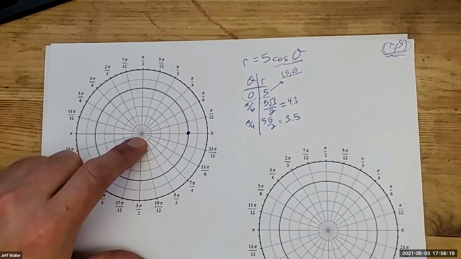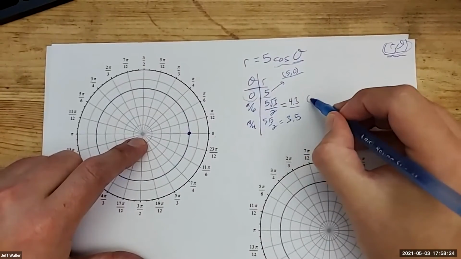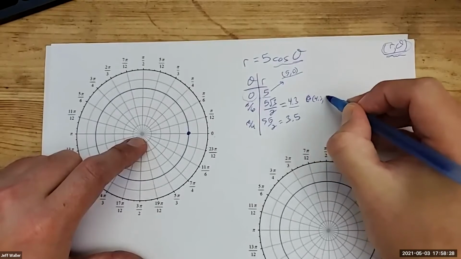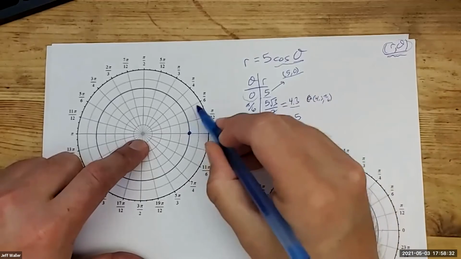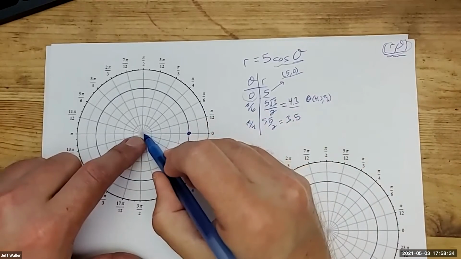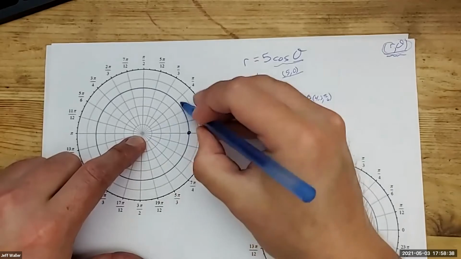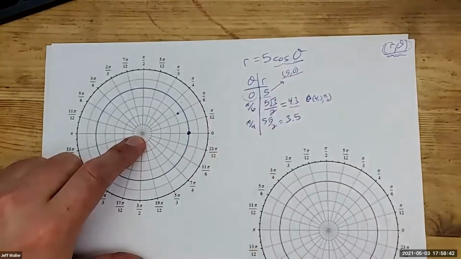All right, what about this point? 4.3. I need some more room. It's all right, Jeff. Screw it. 4.3, pi over 6. So I want to face pi over 6, and I want to go 4.3 out. So I'm going to have to estimate a little bit. 1, 2, 3, 4.3 is a little less than halfway, maybe about right there.